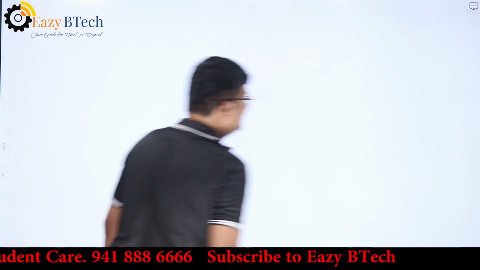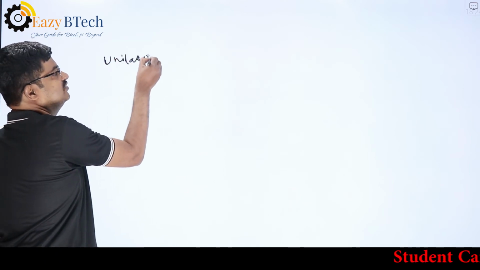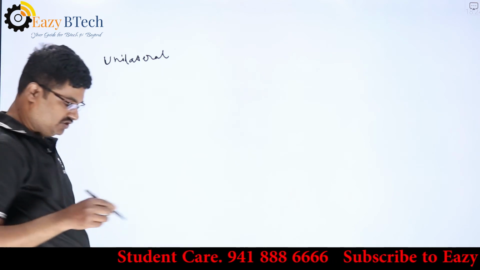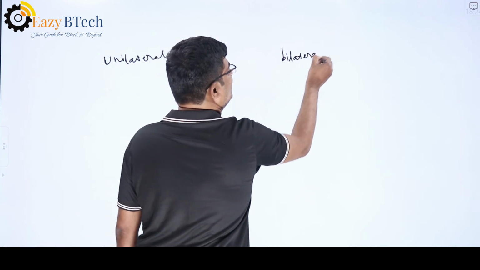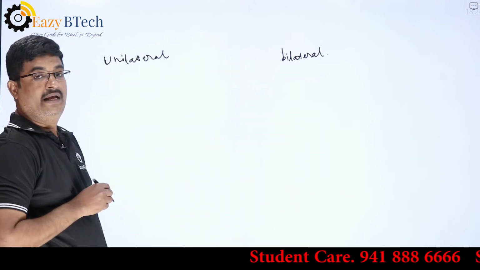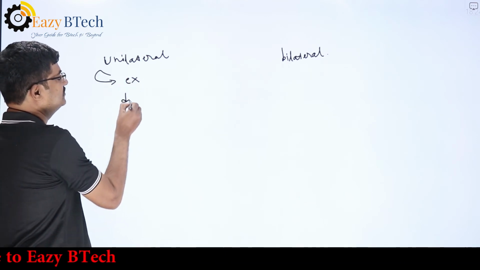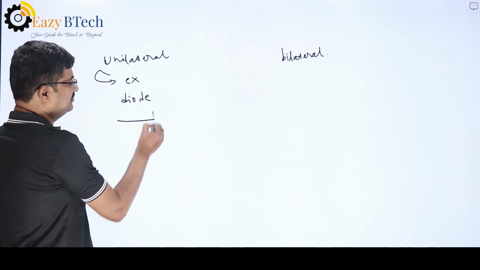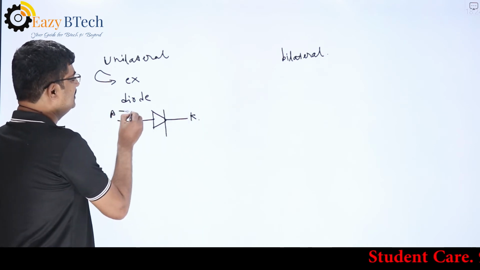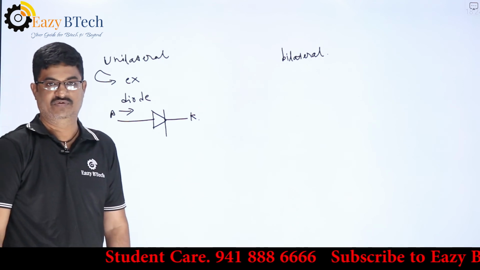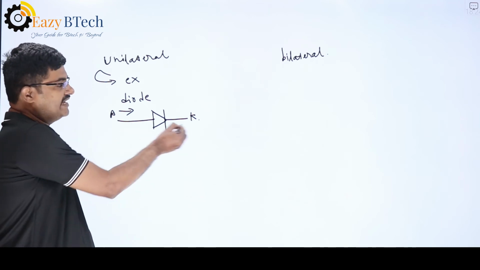And further they are classified as unilateral and bilateral. When we come to the unilateral element, the best example I can give is a diode. Suppose I am taking a diode like this. This is the anode and this is the cathode. A diode will conduct only in one direction. When the current is flowing from anode to cathode, it allows the current to flow.